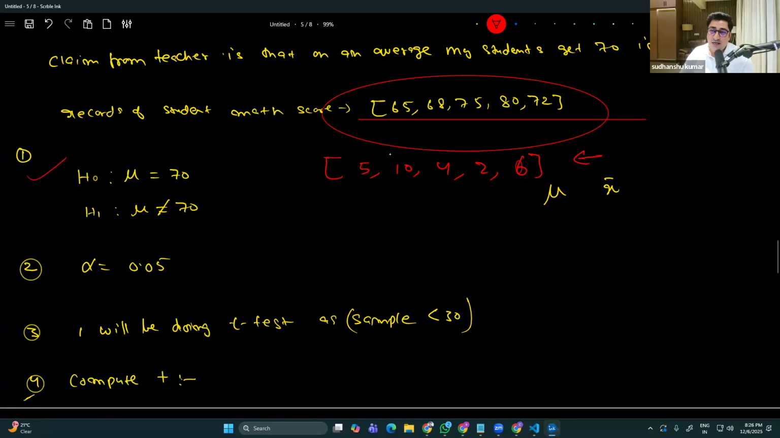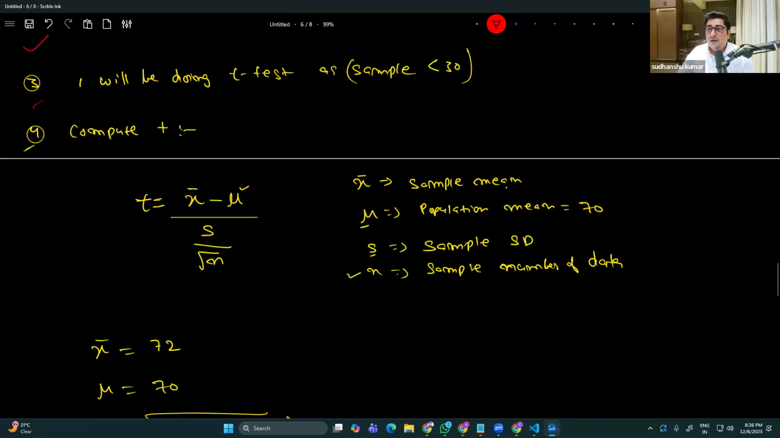Fine. Point number 1 is done. The hypothesis is not going to change. Point number 2, the critical range I'm also not going to change. I can make it 10%, 20%, but I'm not going to do it. Let's keep it the same. Now I will do the t-test as the sample size is small. So point number 3 is also correct. Now come to point number 4. Quickly do the math. Give me t.